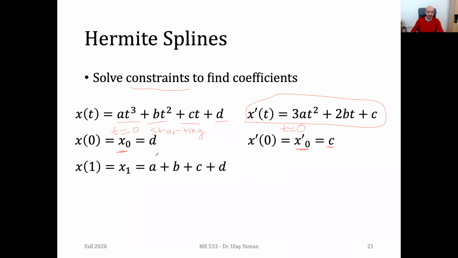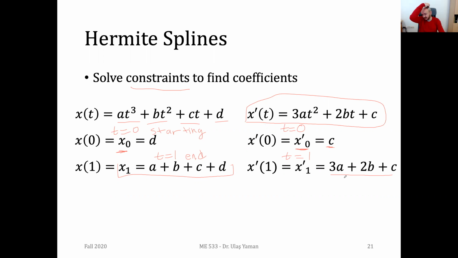Now let's have a look at the t is equal to 1 case, which is the endpoint. If you simply put 1 into our parametric equation, you will obtain that the summation a plus b plus c plus d is equal to x1, which is the endpoint of our parametric spline. Then we do the same for the tangent vector. Again, our parameter is equal to 1, and if you put 1 here, you will see that the tangent vector at the endpoint is equal to 3a plus 2b plus c.